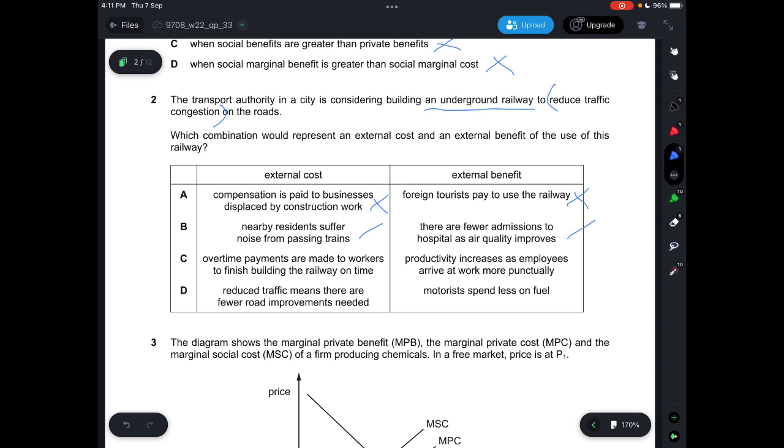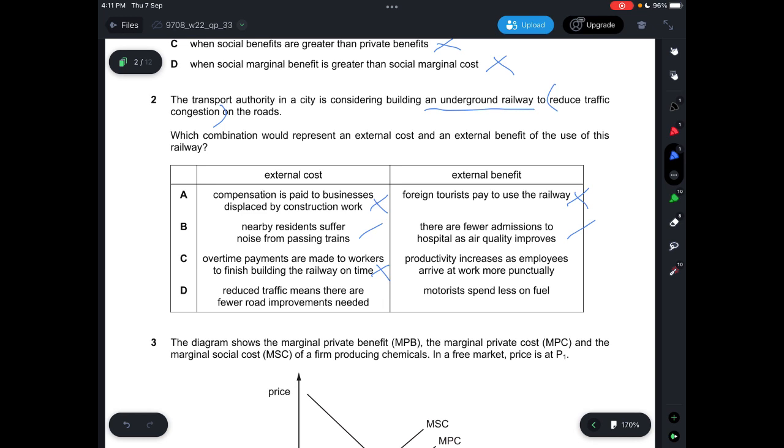And then C, overtime payments are made to workers to finish building the railway on time. This is not an external cost. The people who are building the railway are directly building it. It's the company that has to bear these overtime payments, so this is not correct.